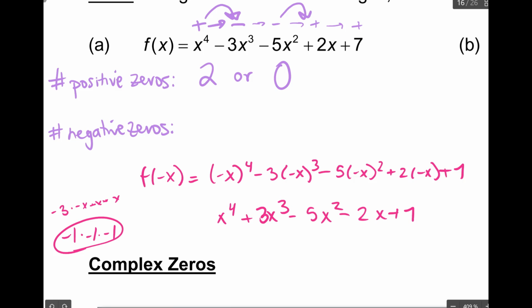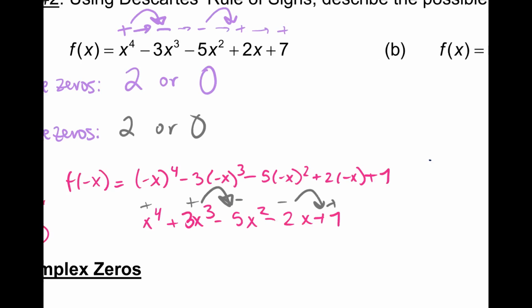Alright, so let's go through it. So many sign changes. This goes from a positive, positive, negative, oh, sign change, negative, negative to positive, second sign change. So I either have two negative real zeros, or less this number by an even, aka minus 2, or I have 0.